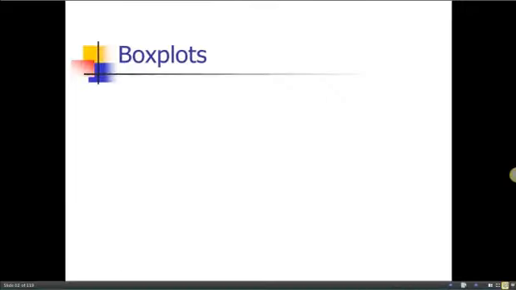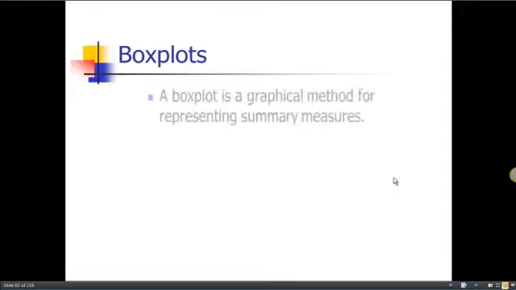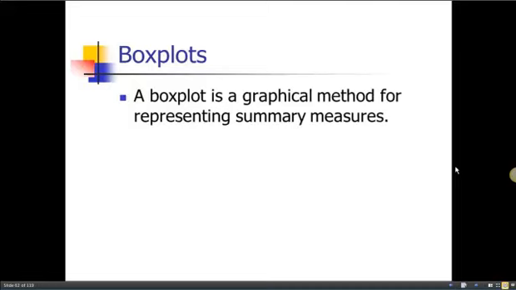Okay, I'd like to spend a few minutes talking about box plots or box and whisker plots. But let's spend a few minutes just talking about the plot itself, the interpretation. So a box plot is a graphical method of representing summary measures.